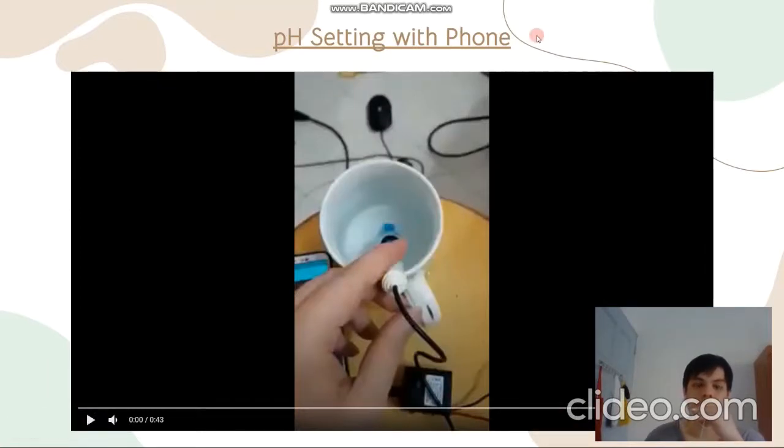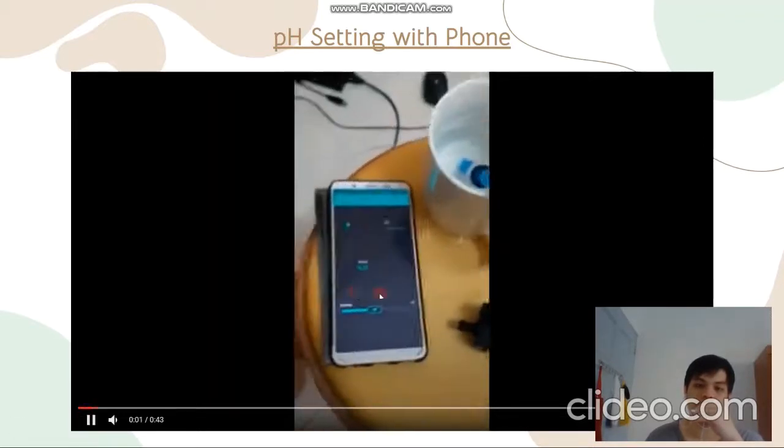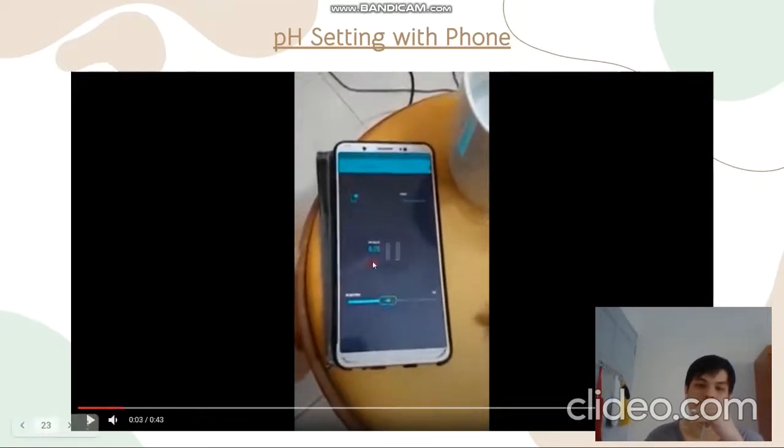Next one is the pH setting with the phone. The solution I use here is water, and the pH sensor is inside the water. And then this is the Blynk app. We can see that the pH value is about 6 point something, and it is within the range that I set, 6 point something.